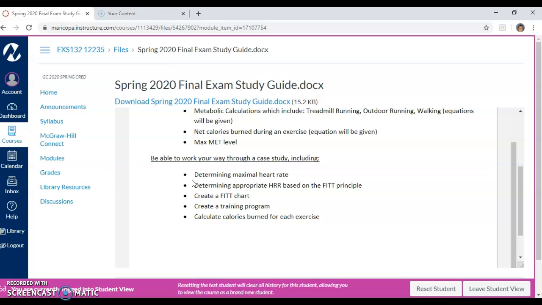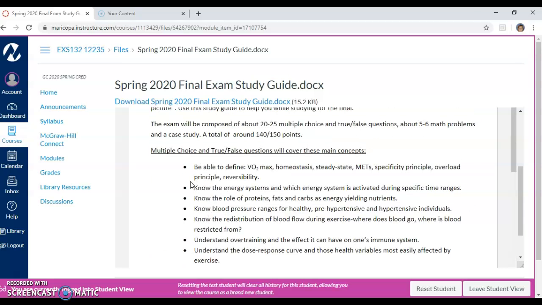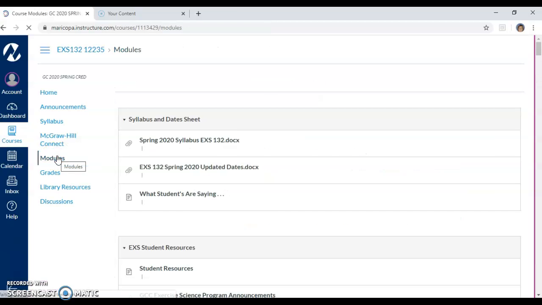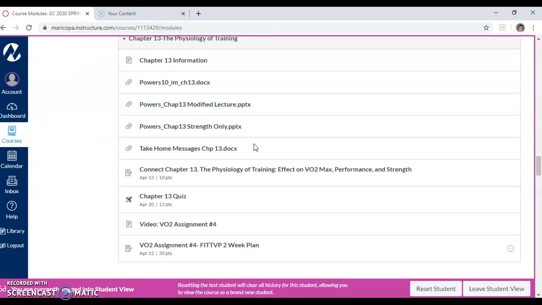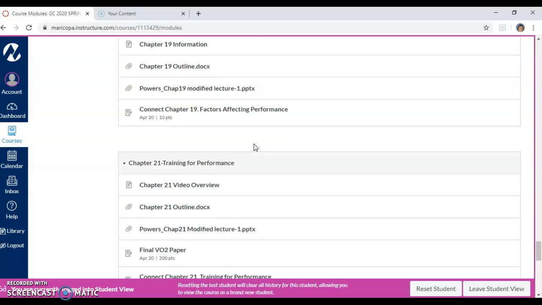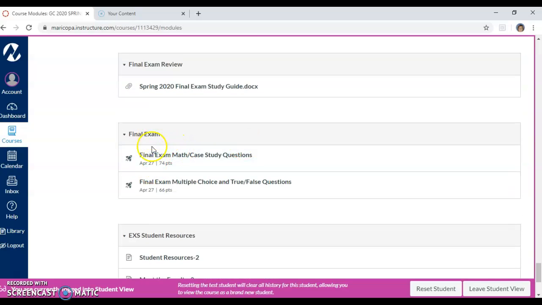Okay, so again, if you have any questions about your final exam, feel free to send an email. We're going to go back to the modules section over here, and I'm just going to show you where your final exam is. So final exam is down here. You will see there are two different sections. So your final exam math and case study questions, that does not have a time limit. And then your multiple choice true and false questions, which will have a time limit.